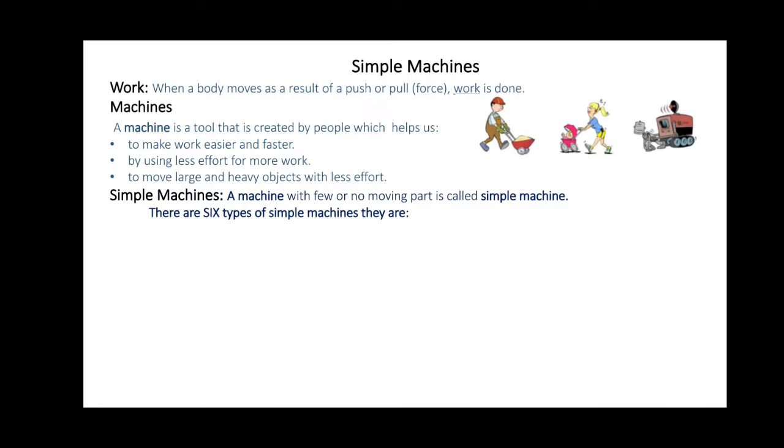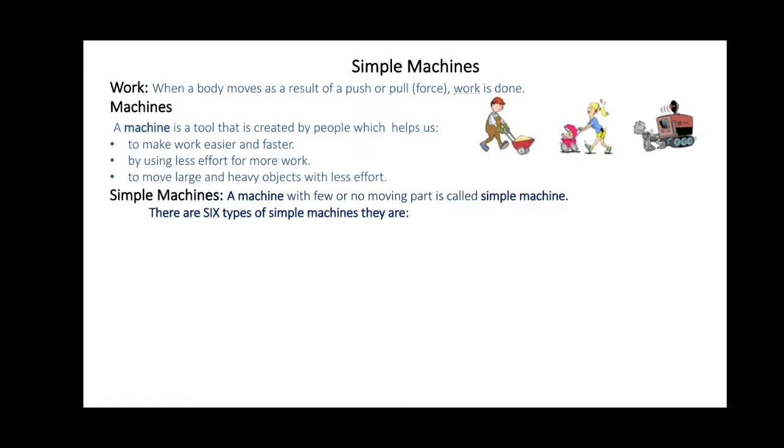First of all, let me tell you what are simple machines. A machine with few or no moving parts. This means if any machine which has no parts that move or less moving parts, that machine is said to be a simple machine. Let me repeat it again for you. You have to listen to me very carefully. A machine with few or no moving parts. This means if any machine which has no parts that move or less moving parts, so that machine is said to be a simple machine.